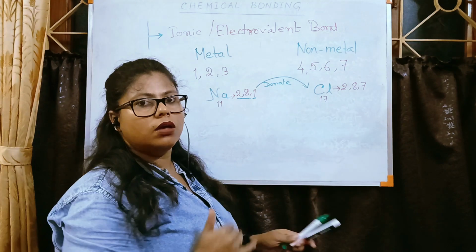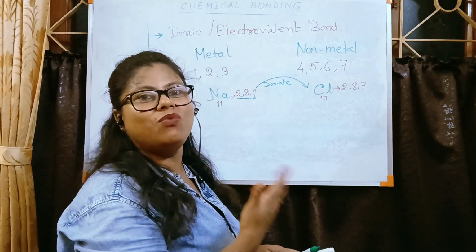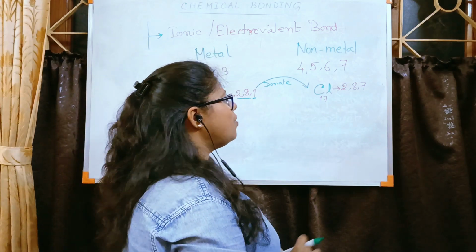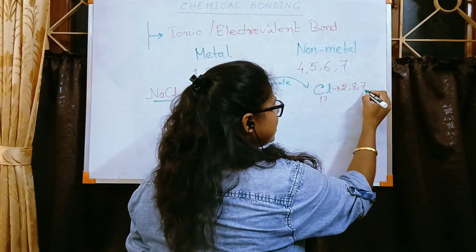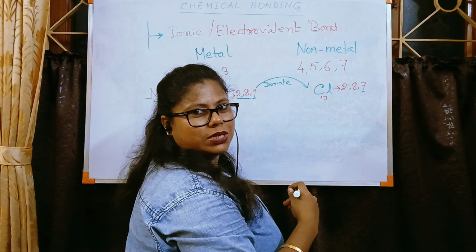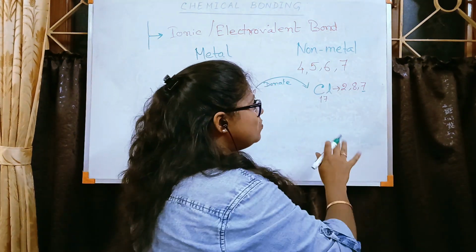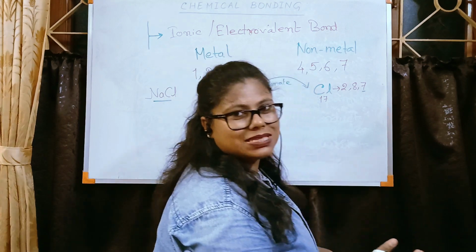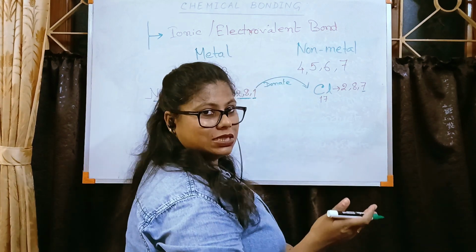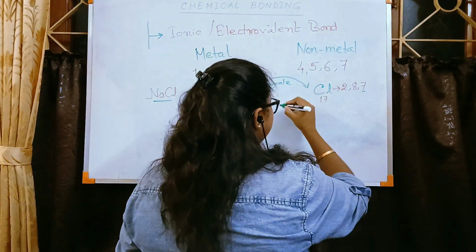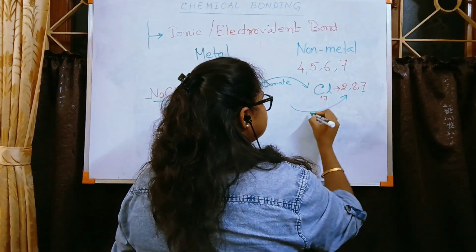Similarly, if somebody is donating, there should be someone to accept that. Now if you check the configuration of chlorine, if it can accept one electron, it will also attain stability and the nearest noble gas configuration, which is argon, 2, 8, 8. So it is always ready to accept.